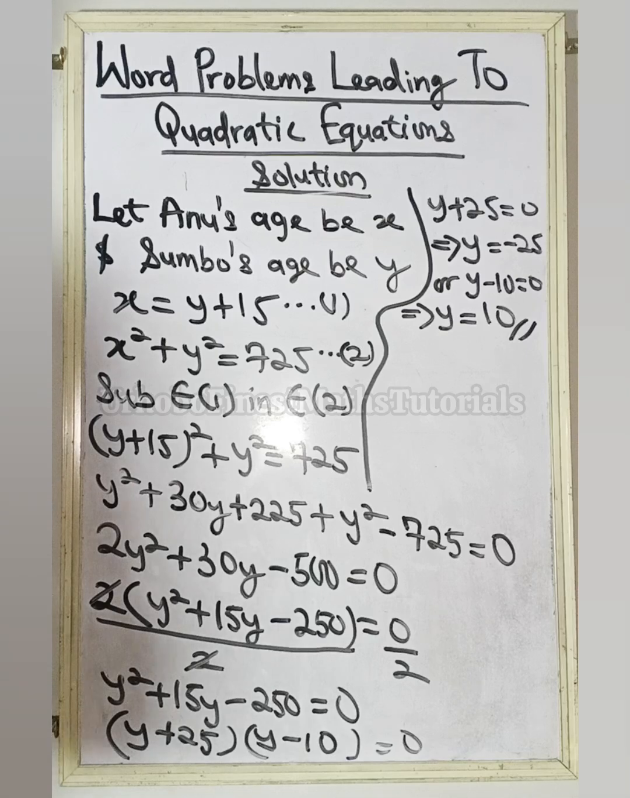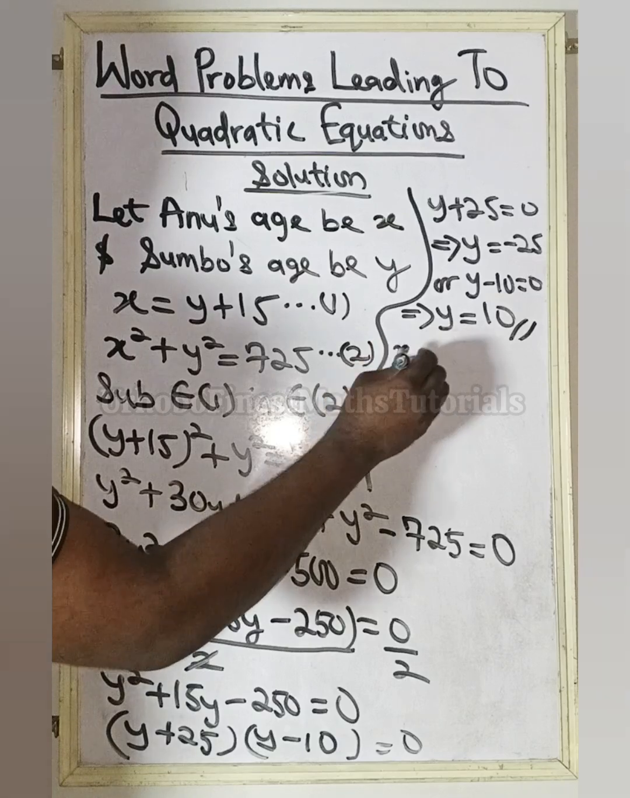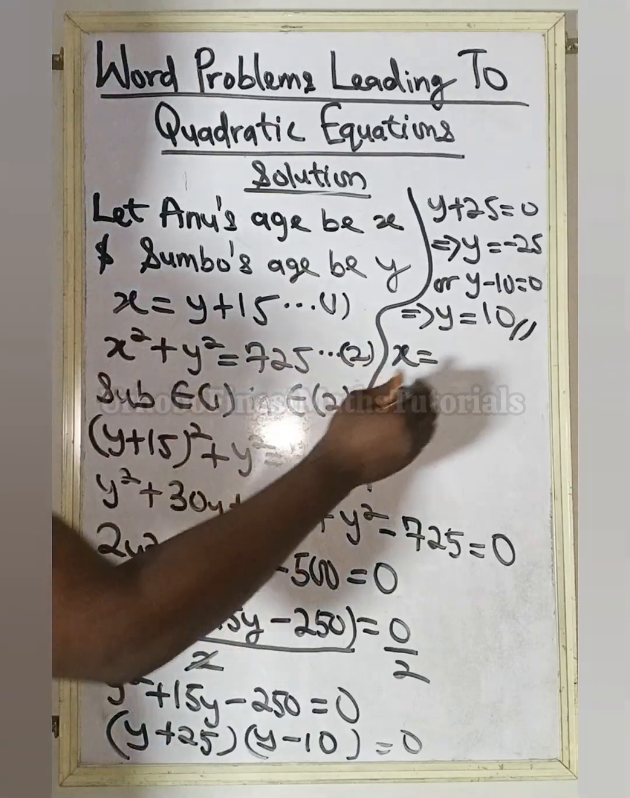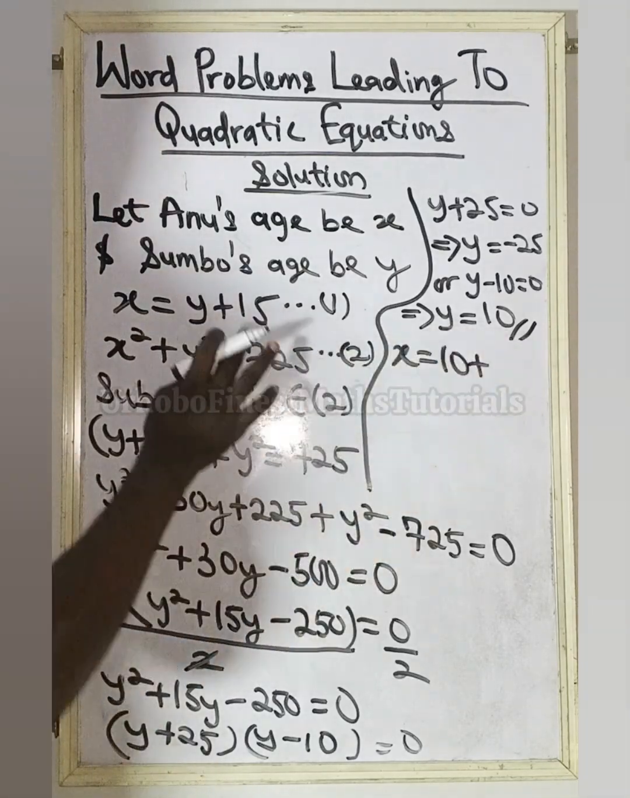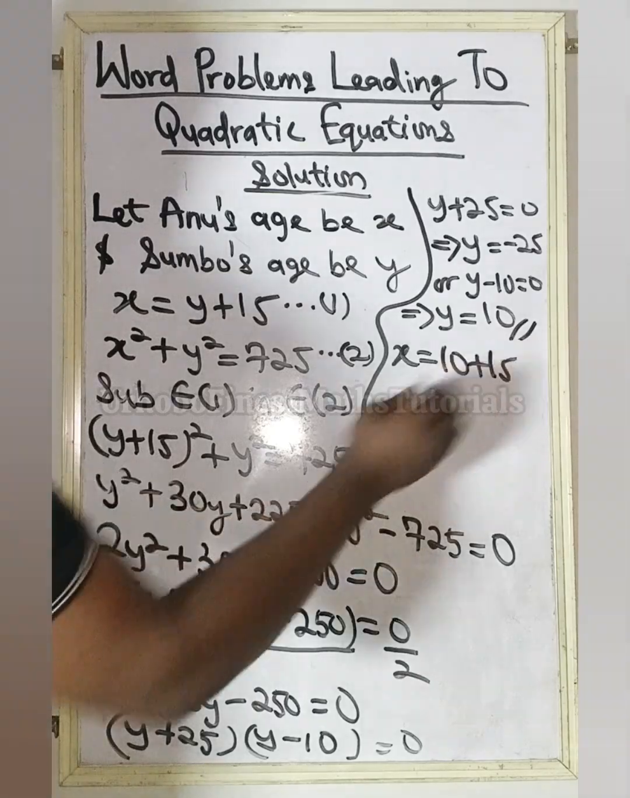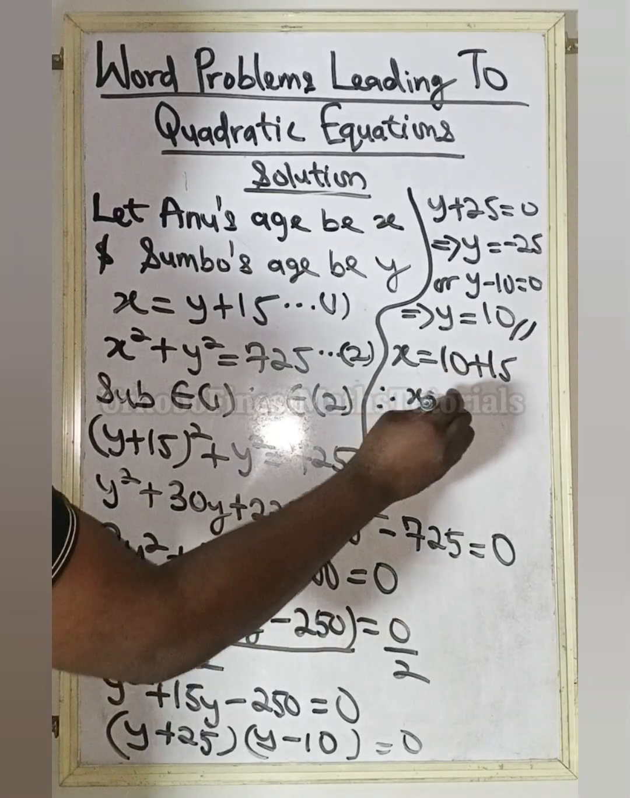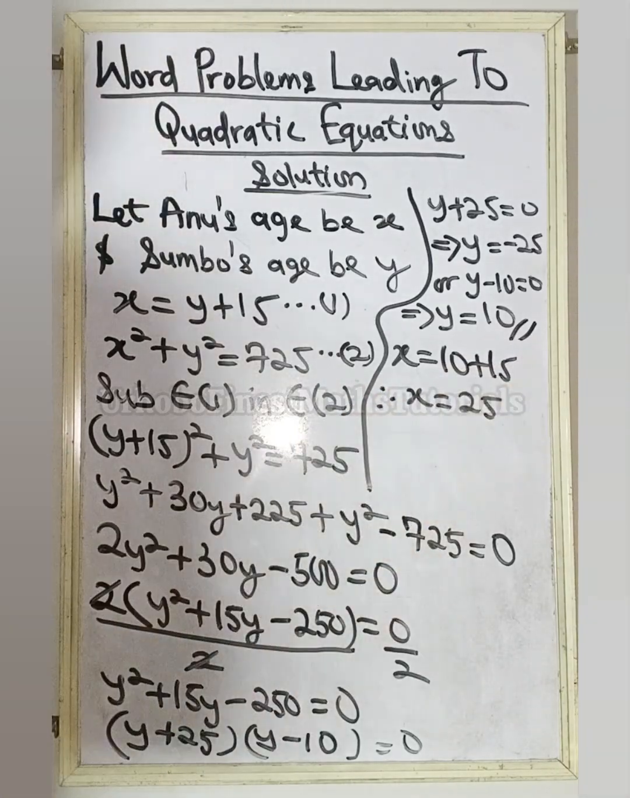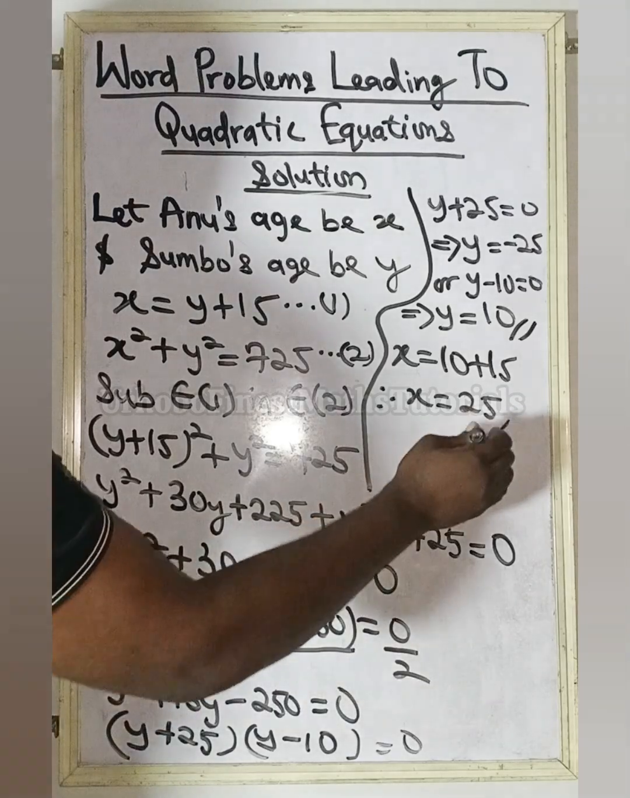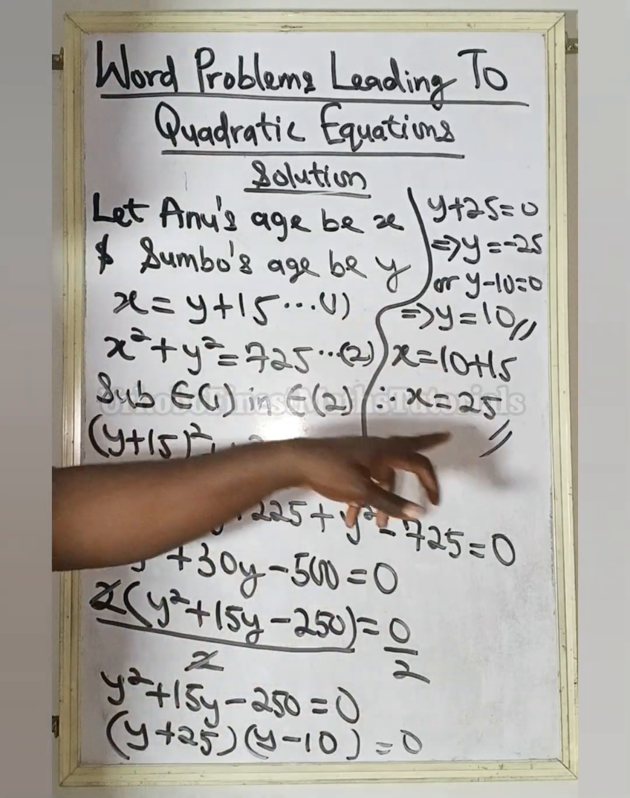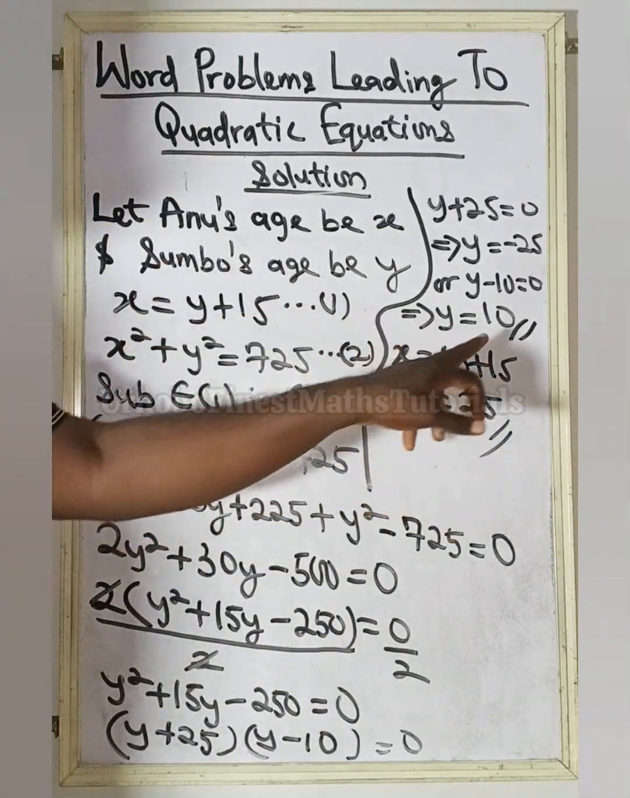Then we'll say substitute y equals 10 in equation 1. So it becomes x equals, wherever you see y, you put 10 there, plus 15. Okay, so therefore x equals 25. That is to say, Anu's age is 25, while Sumbo's age is 10.